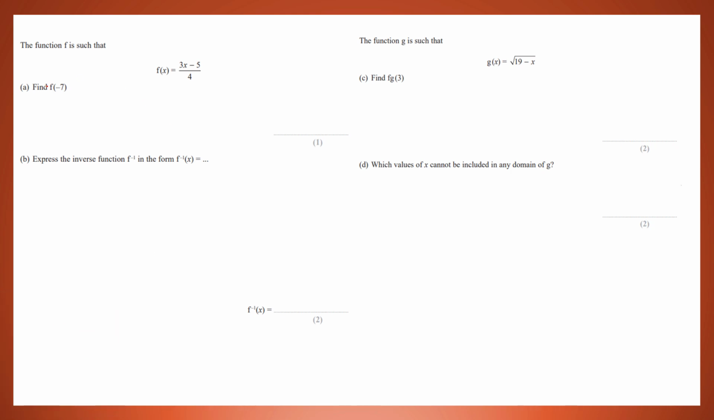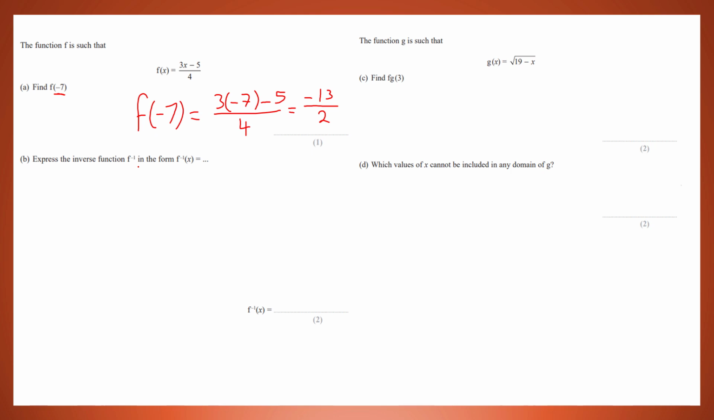If you want to do substitution in the function, the value that's included between the two brackets must be replaced. You'll replace each x in the rule of the function by negative 7. So you can find f of negative 7 as (3 multiplied by negative 7, then minus 5) all over 4, and then you need to calculate. So it will be negative 21 minus 5, which is negative 26 over 4, so it will be negative 13 out of 2, or can be written as negative 6.5.